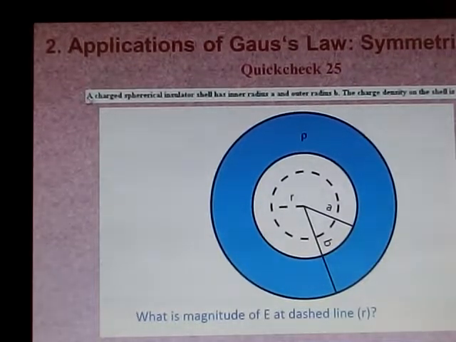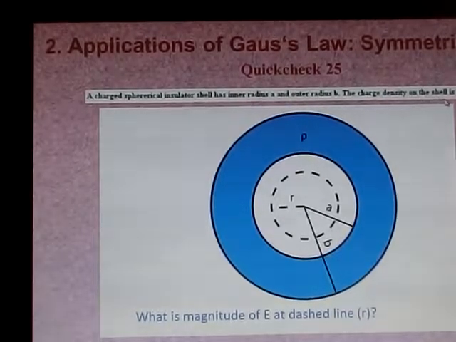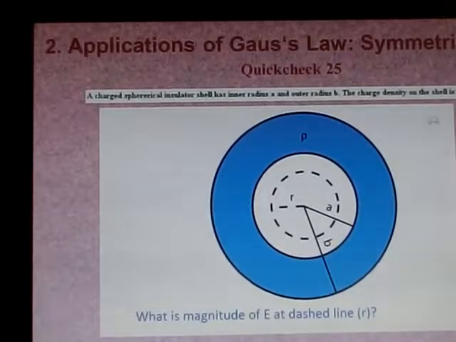And this is interesting too. It's the last one. A charged spherical insulator. So it is an insulator. It has inner radius A. Here is the inner radius, the white part. And outer radius B, coming from inside up to the blue part. The charge density on the shell is rho. Charge density here means charge divided by volume. So the question is, what is the magnitude of the electric field at the dashed line?